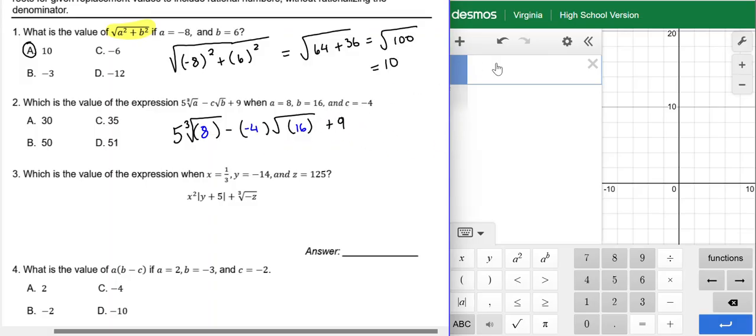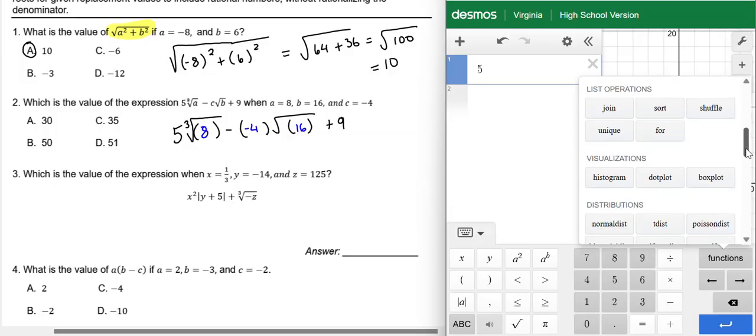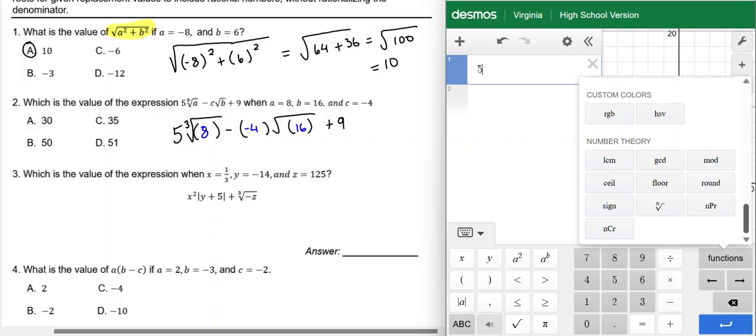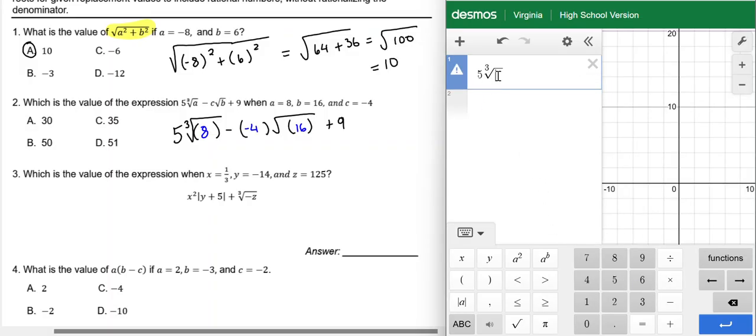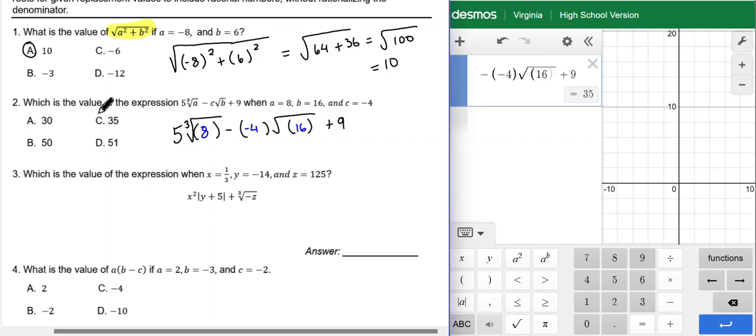There you go. So this is going to end up being 5. Cube root is right here in functions, and you've got to scroll all the way down. It's right there. Okay. So cube root of 8 minus. Here, make sure to come out of the cube root symbol. Minus -4. And then you have the square root of b. B is 16, and we need to come out of the square root right here. Plus 9. 35. Oh, that was not easy.